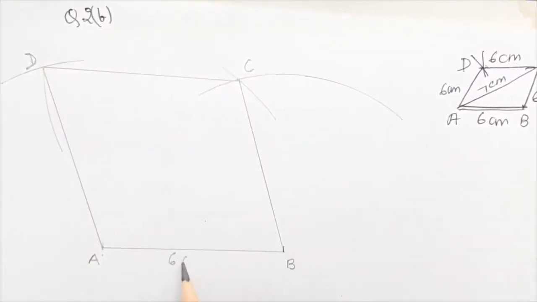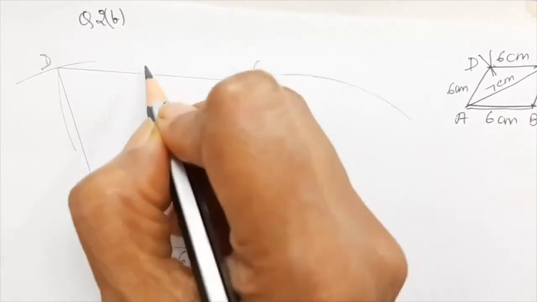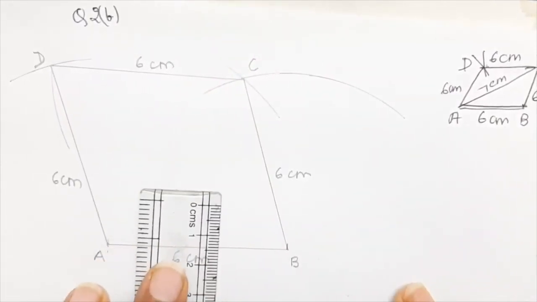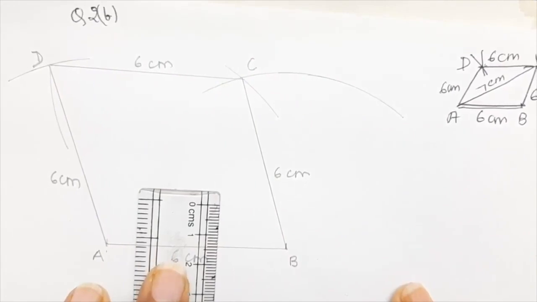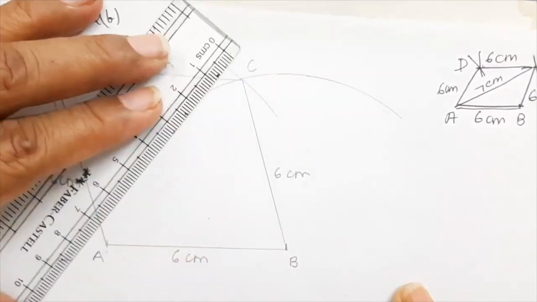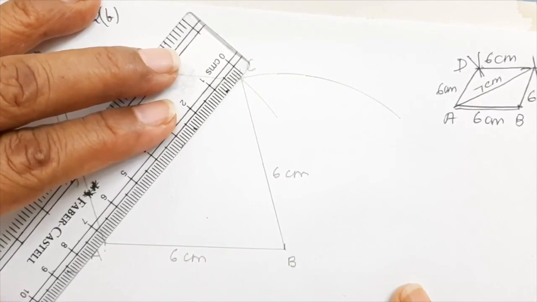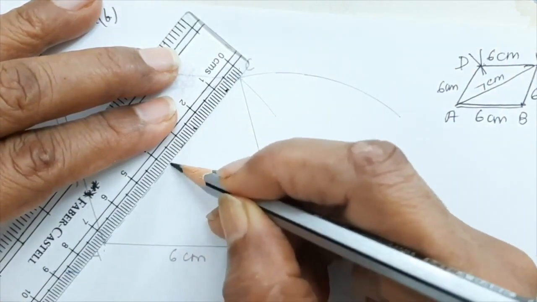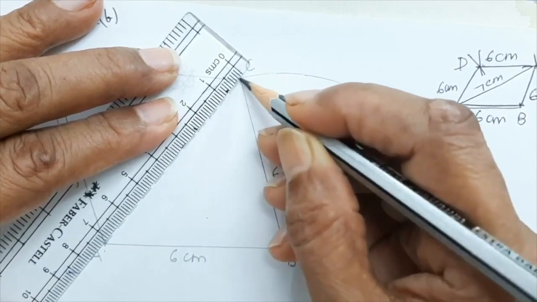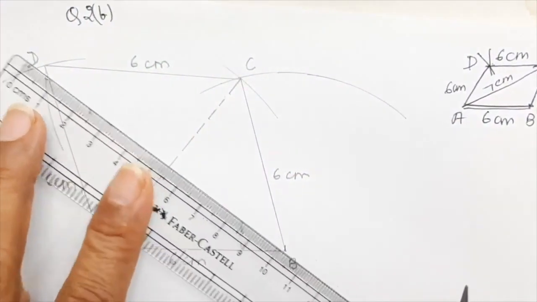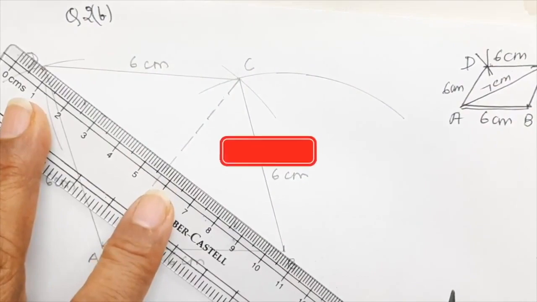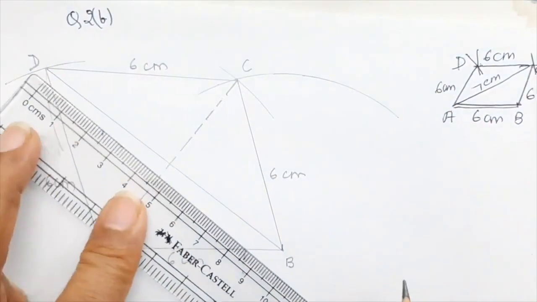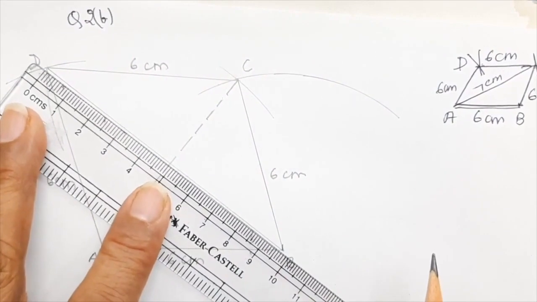We write the measures and we are asked to find the length of diagonal BD. Now because AC we have taken as 7 centimeters, I shall show this as a dashed line, and diagonal BD we have to measure. So I will draw that diagonal and let us measure.